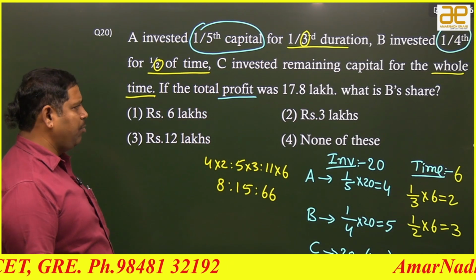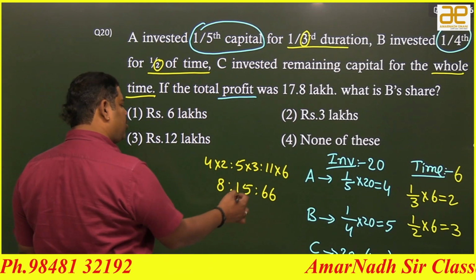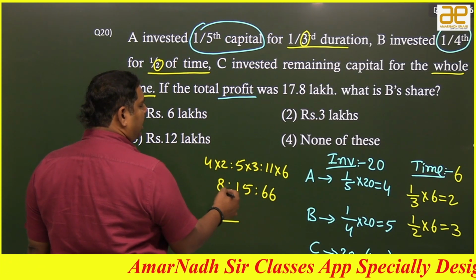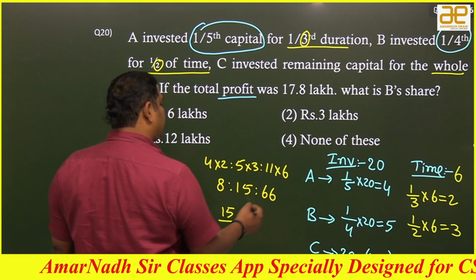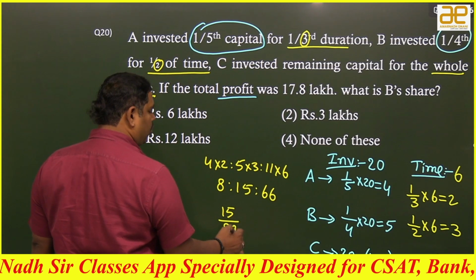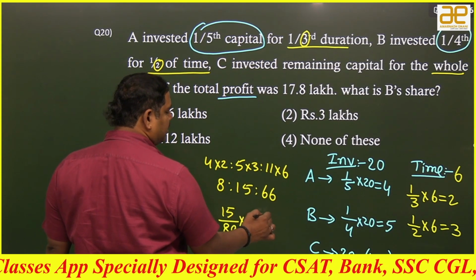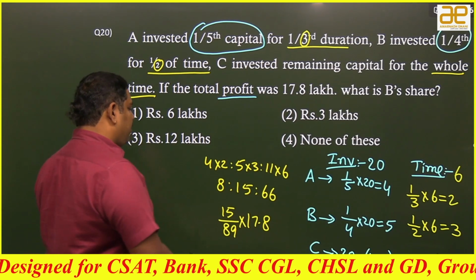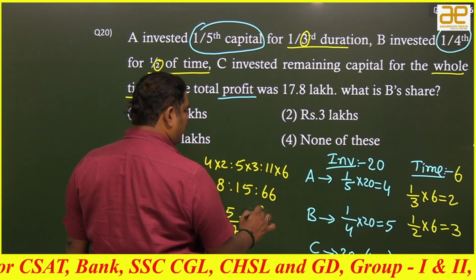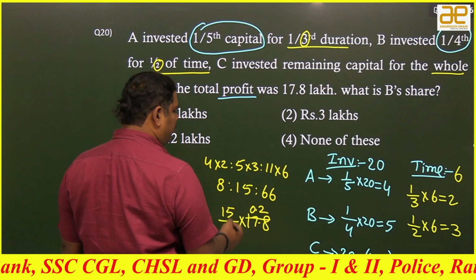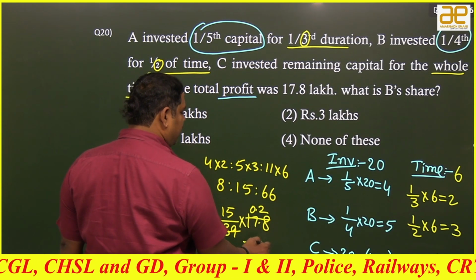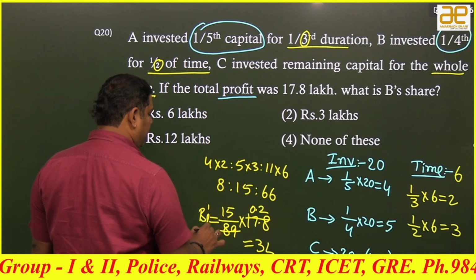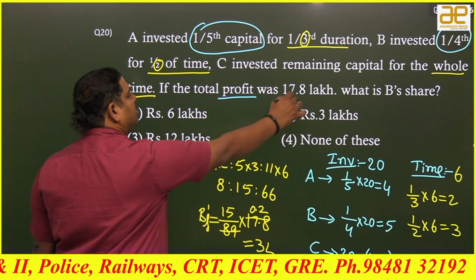Total profit is 17.8 lakh. B's share means 15 out of the total, so you have to add it. 8 plus 15 is 23. 23 plus 66 is 89, into 17.8 lakhs. Forget about the decimals. 89 ones, 89 twos. Now the decimal is there, it means 0.2. 15 twos are 30. If you keep the decimal, it will be 3 lakhs. What is the share of B? It is 3 lakhs. So which option is the answer? Second option is the answer.